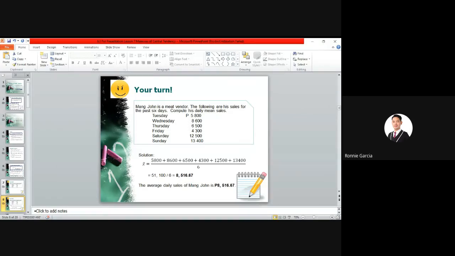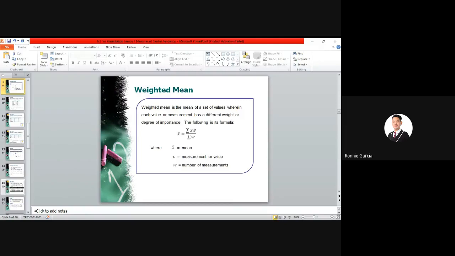Okay, next. Aside from the mean, we also have another kind of mean nga gibutangan siya og modifier, weighted mean ang tawag. So what is weighted mean? As defined in this particular slide, it is the mean of a set of values wherein each value or measurement has a different weight or degree of importance. And it has another formula.